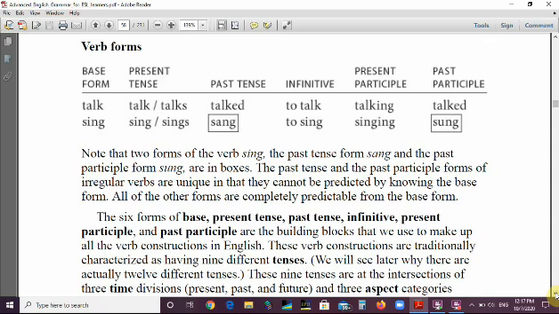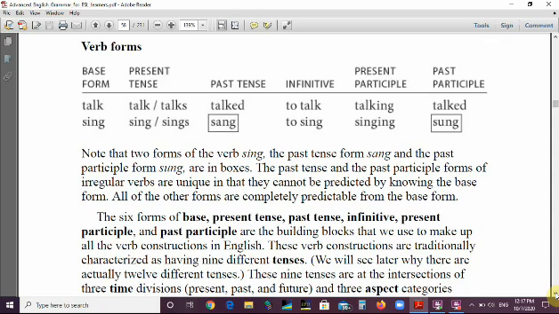As you can see, sang, the past tense of sing, and the past participle are put in boxes, which means they are irregular verbs and they cannot be predicted. You have to memorize the forms of the past tense and the past participle of any irregular verb.